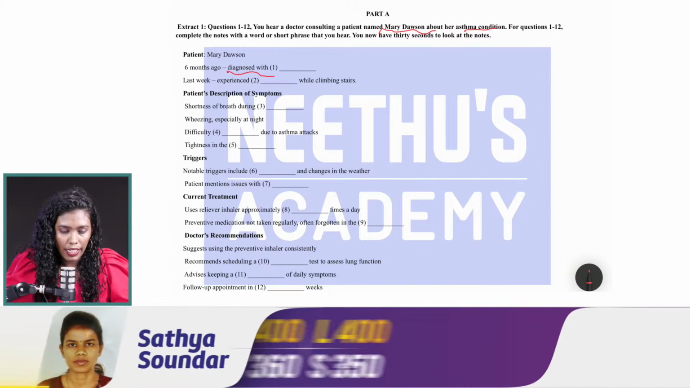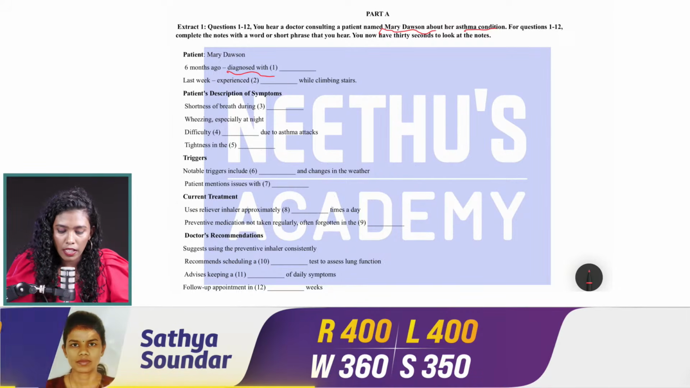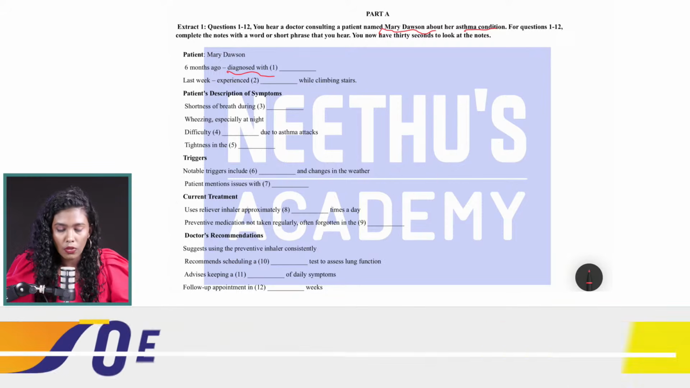You can clearly understand it is mentioned 6 months ago and diagnosed with. So that can be a condition. And here, you can see it is mentioned asthma condition. So you can actually anticipate.